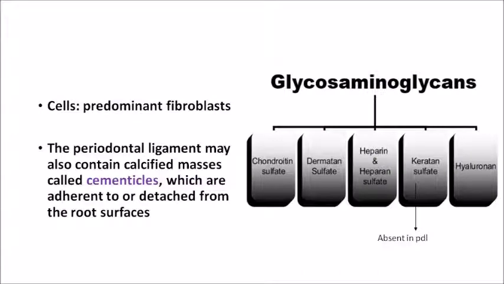Now, other than collagen fibers, what do we have? We have cells. We have ground substance. The predominant cell is the fibroblast, definitely. And among the ground substance, we have to learn 3 terms: glycosaminoglycans, glycoproteins, and proteoglycans.